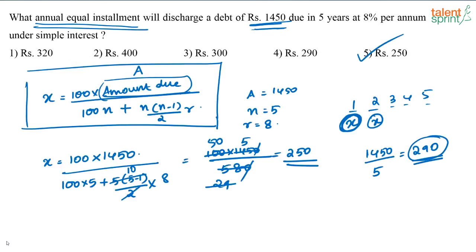Right? So what you have to remember here is that the annual installment that I pay every year is going to be less than 290. So if you look at the options, you can eliminate all of these options and also directly say that the answer is 250. Is it clear? This is another way of approaching the question.